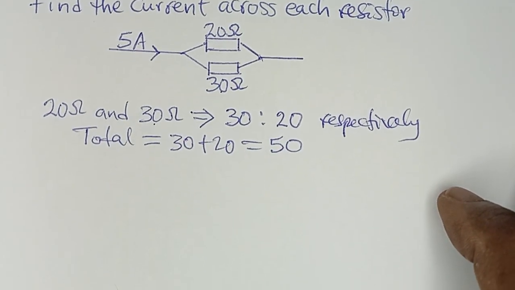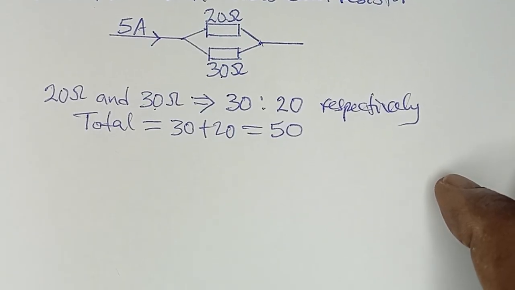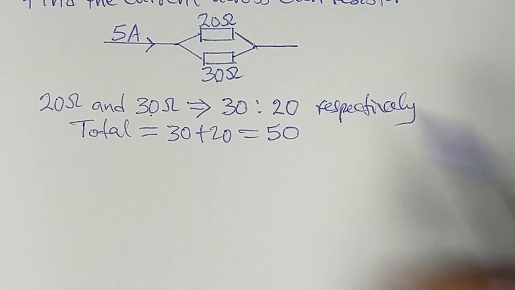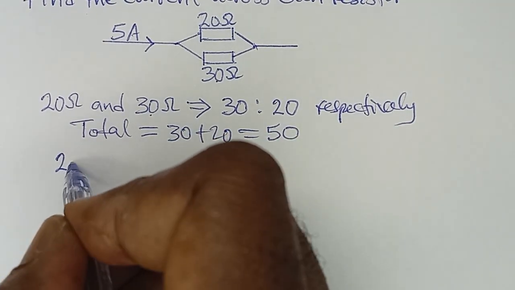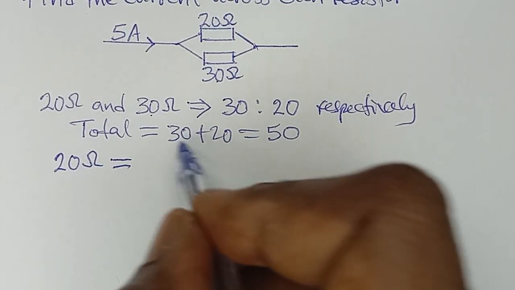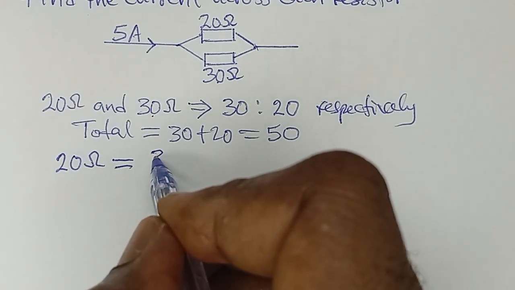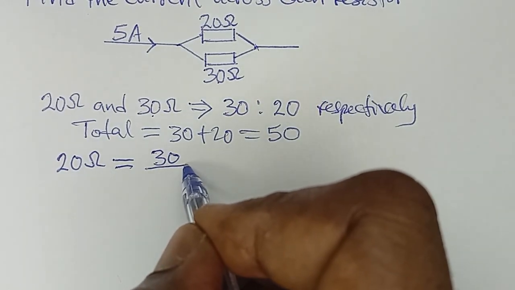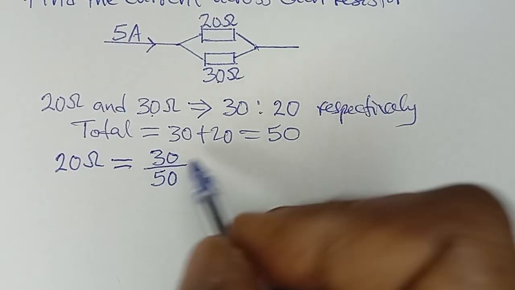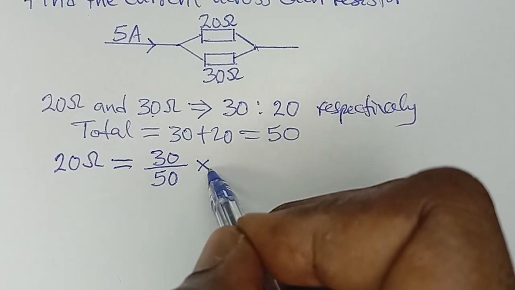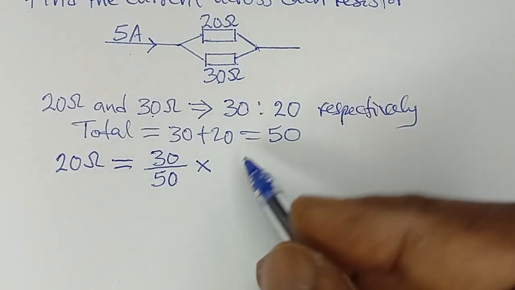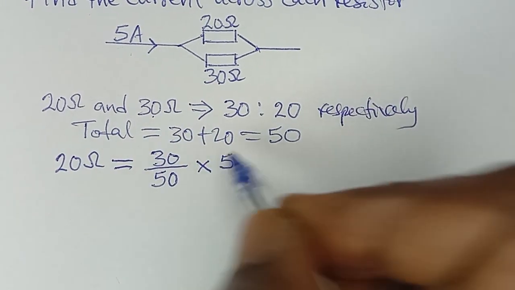Now that we have the total ratio, we can go ahead and share the current between the two of them. So now for the 20 ohm resistor, for us to get the current across it, we take its ratio. Don't forget its ratio is 30. So we take its ratio 30 divided by the total ratio, which is 50. Don't forget the ratio sharing method. Then multiplied by what we are sharing between them. We are sharing 5 ampere between them. So you have to multiply by what is being shared between them.